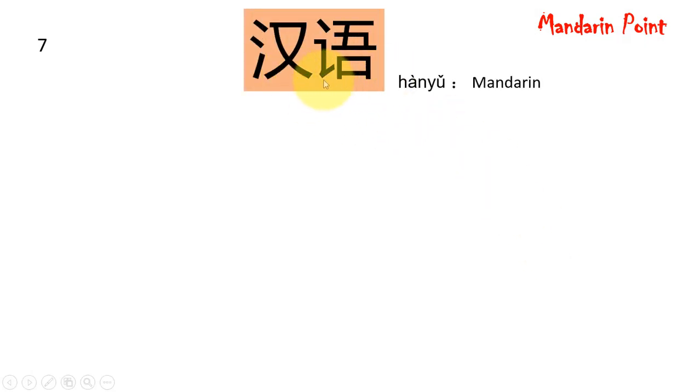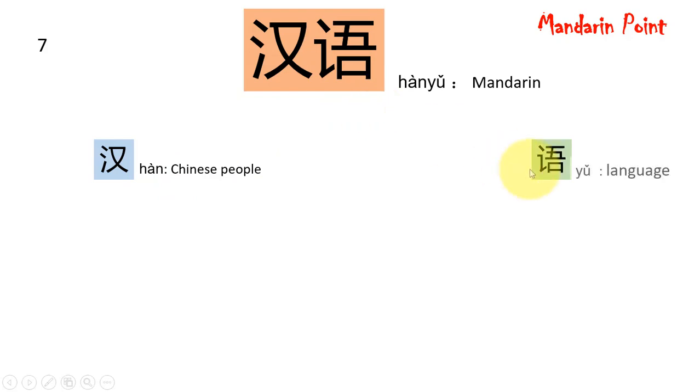Han yu, which means Mandarin. Mandarin is actually the official name of Chinese language. On left side, once again we have this Han, which means Chinese people. It is a very big clan of Chinese people. On right side we have this yu, which means language. So Chinese people's language is Mandarin.